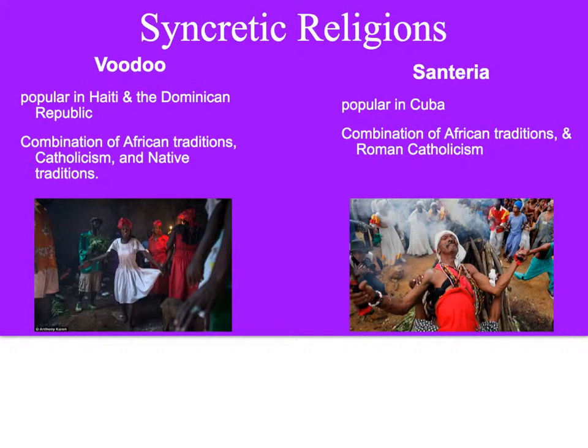Voodoo is a syncretic religion that is very popular in Haiti and the Dominican Republic. It is actually the combination of African traditions, Catholicism, and native traditions. So it's pieces of each merged together to create these new beliefs and these new practices, and it became known as voodoo. The image below that is of a voodoo high priestess.